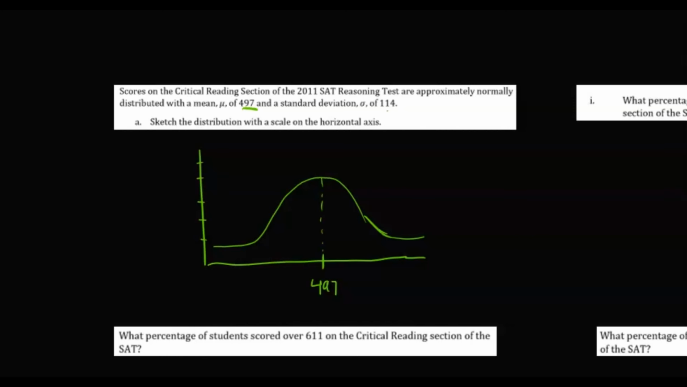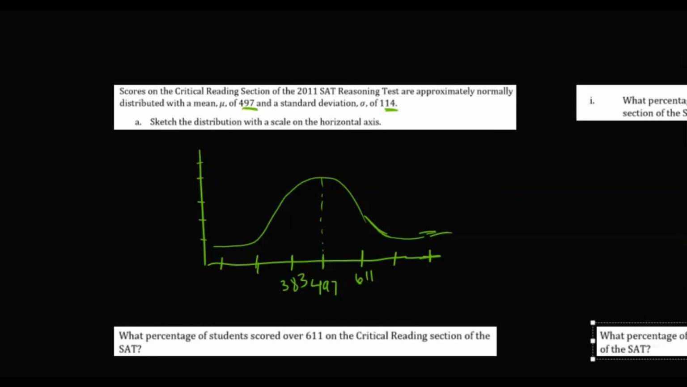We know the standard deviation is just 114. So within one standard deviation, 497 plus 114, 497 minus 114. And so that's why we're going to have these two points, which is going to be 383 here and 611 here. And we're just going to do the same thing with a second standard deviation and a third standard deviation.